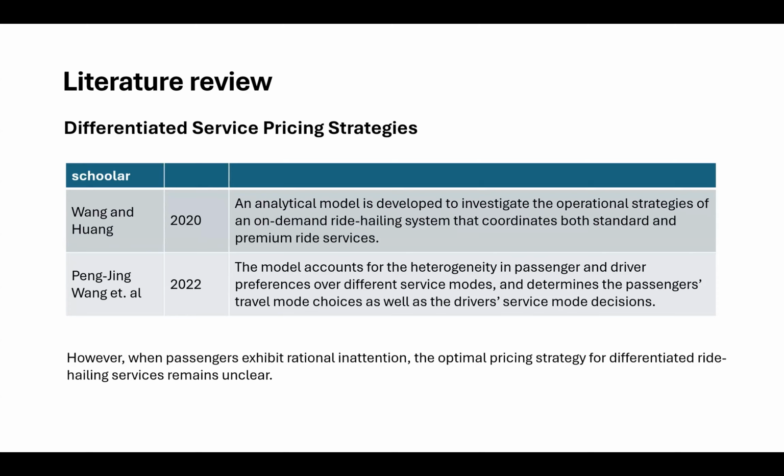Building upon this prior study, we distill the following core question. Under rational inattention and the coexistence of high and low quality service, how should the platform jointly set the price and commission to optimize either profit or social welfare?